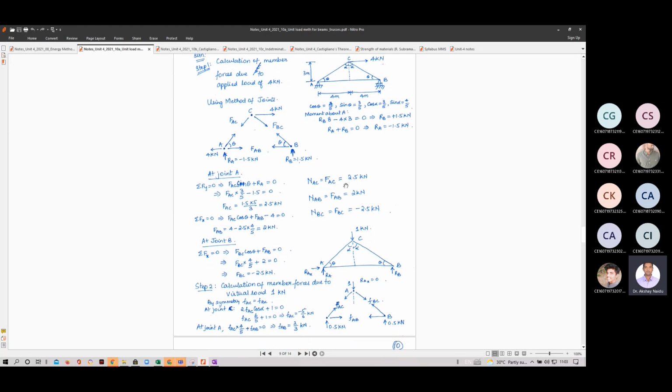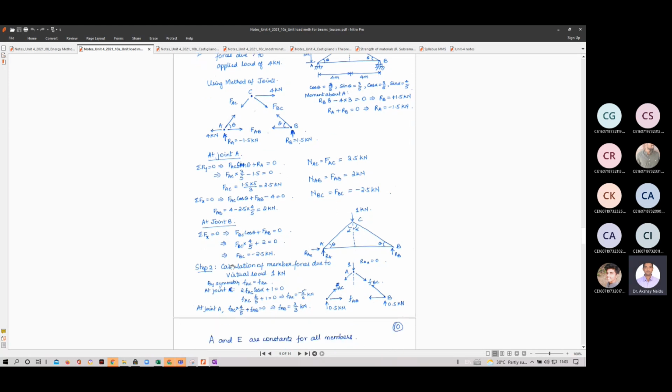Then, after this step is over, I come to the calculation of member force due to the virtual load of 1 kilonewton. So I want to find the deformation of member C vertically downwards. So I am taking the virtual load in that direction only, 1 kilonewton. I apply the load and I find the member forces. I'll write it as small f. So I calculate small f.